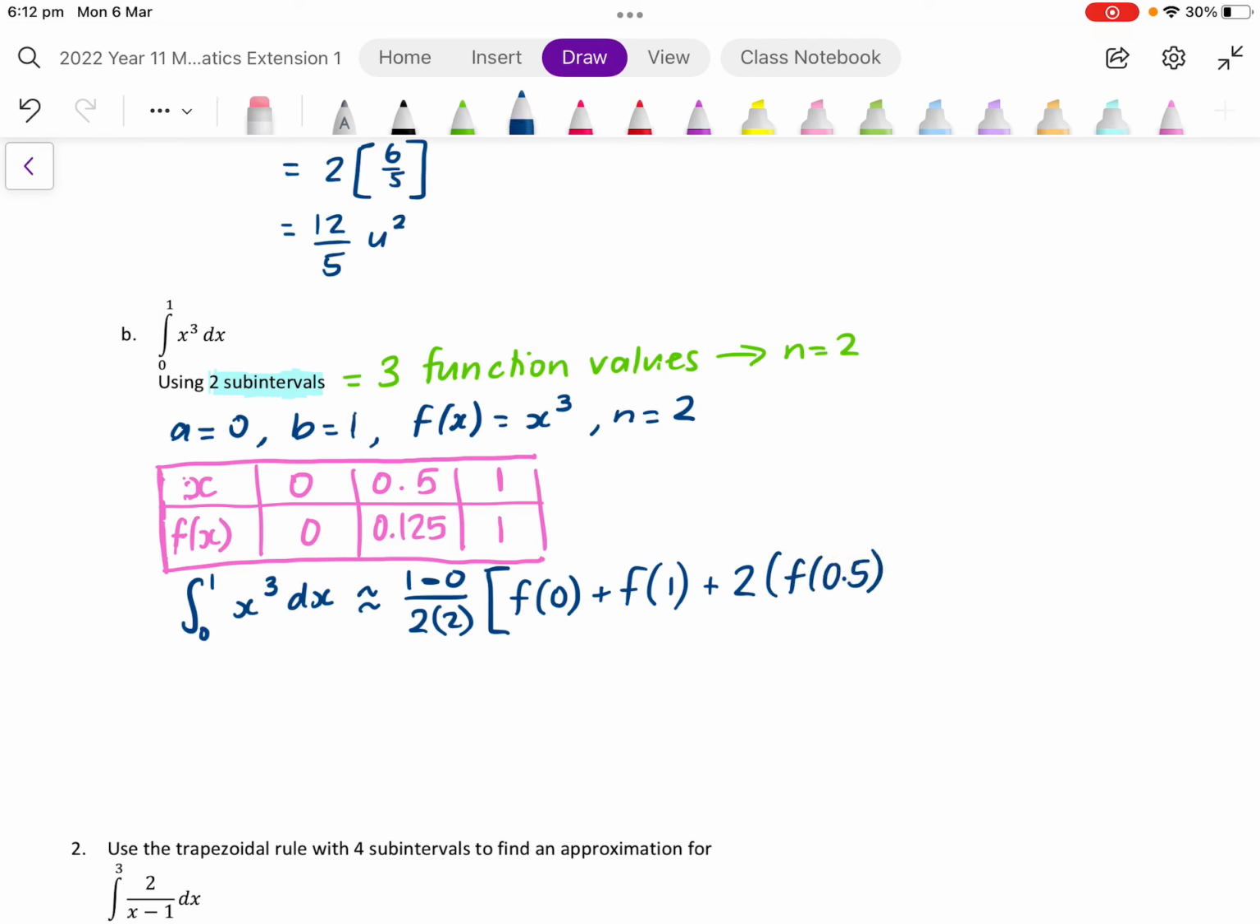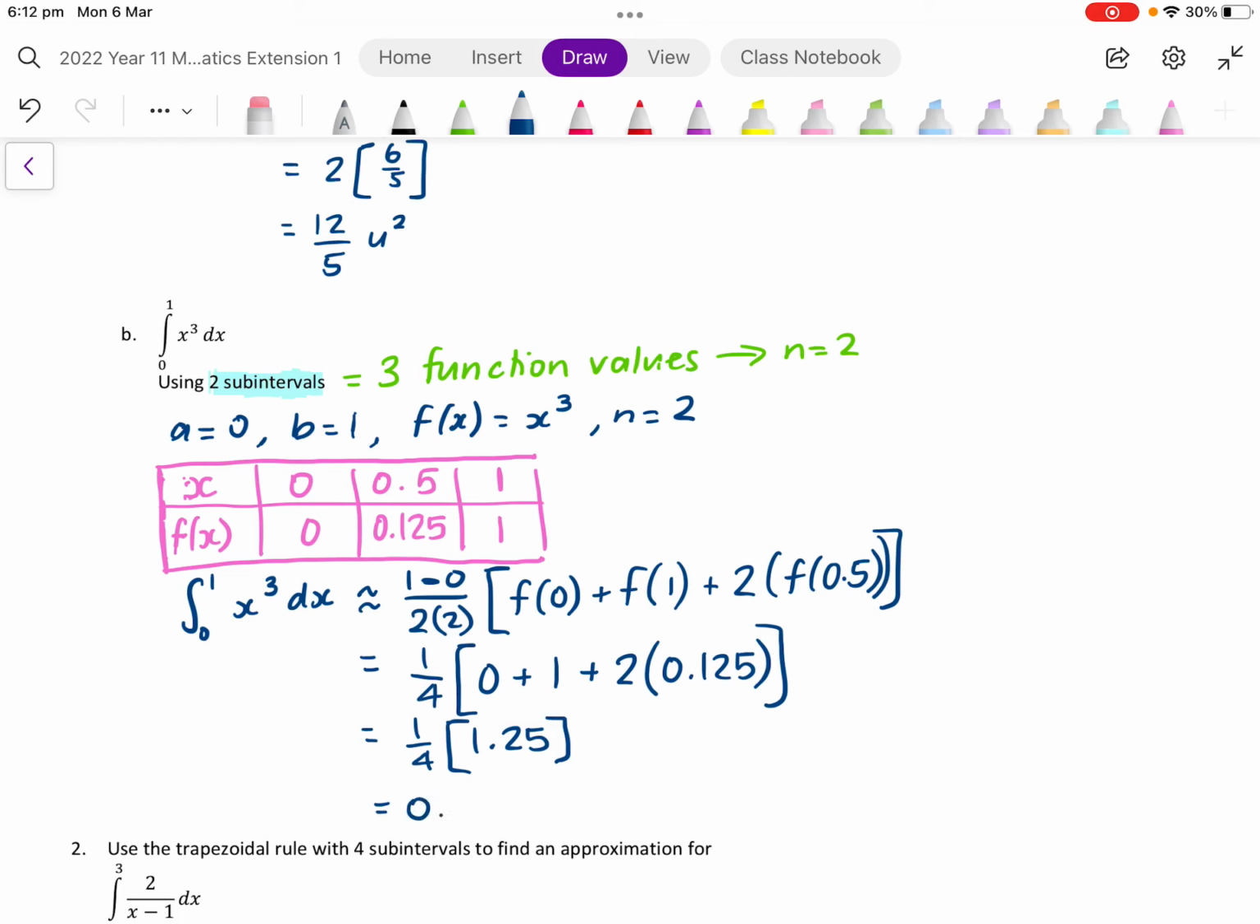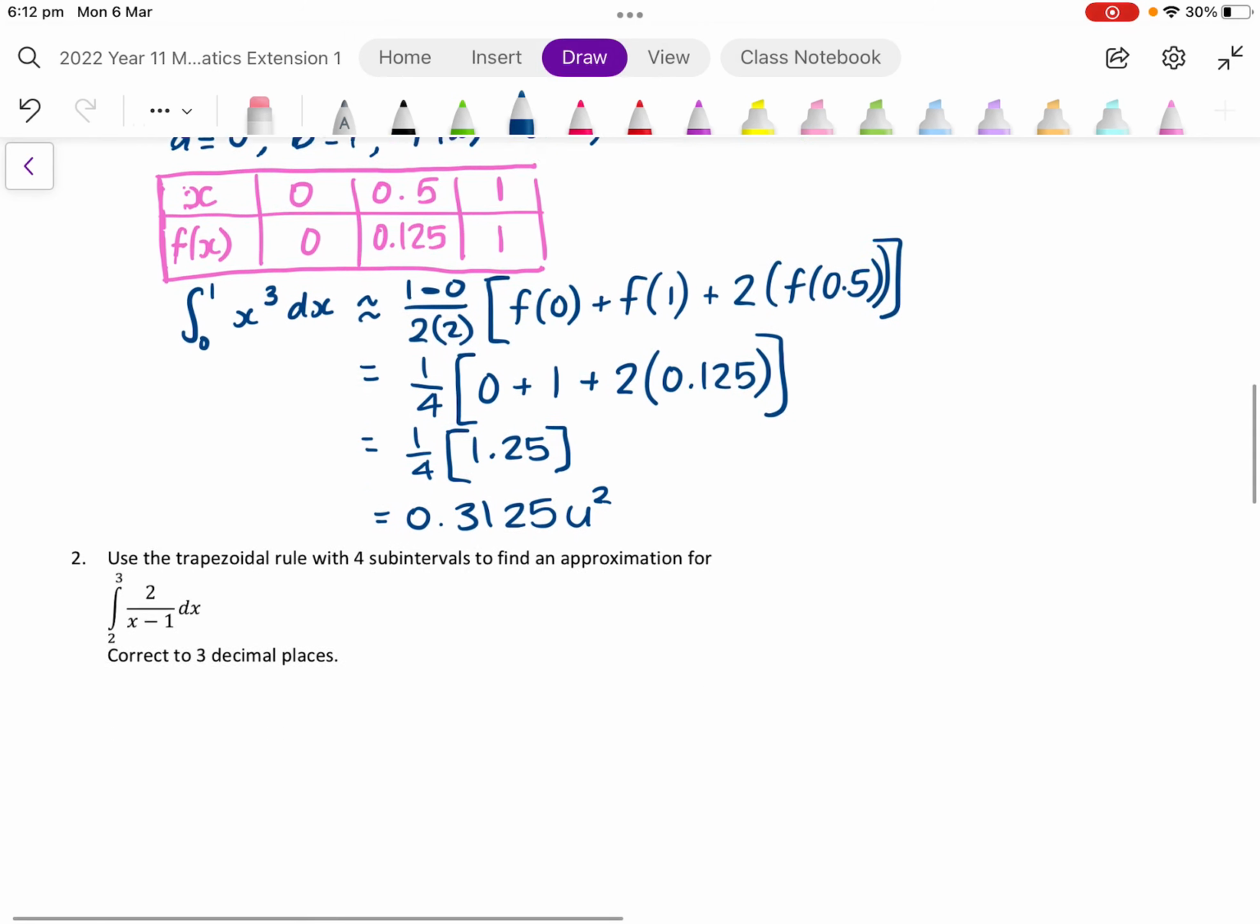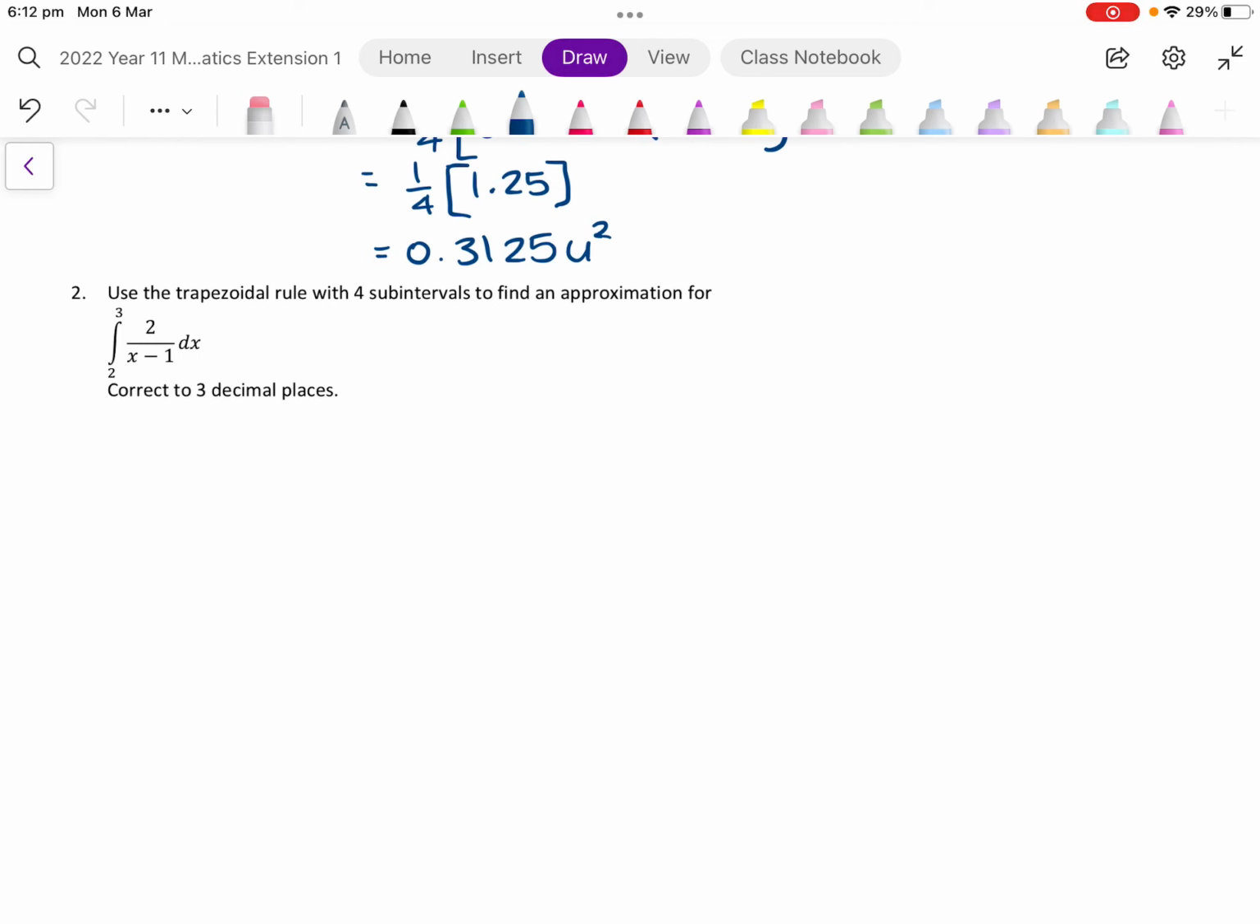So then what we need to do is substitute these values in. So we'll have that 1 minus 0 is just 1, 2 times 2 is 4, then f of 0 is 0, plus f of 1 is 1, plus 2 lots of our f of 0.5, so 0.125. This is then just equal to a quarter, lots of 1.25, which is equal to 0.3125 units squared.